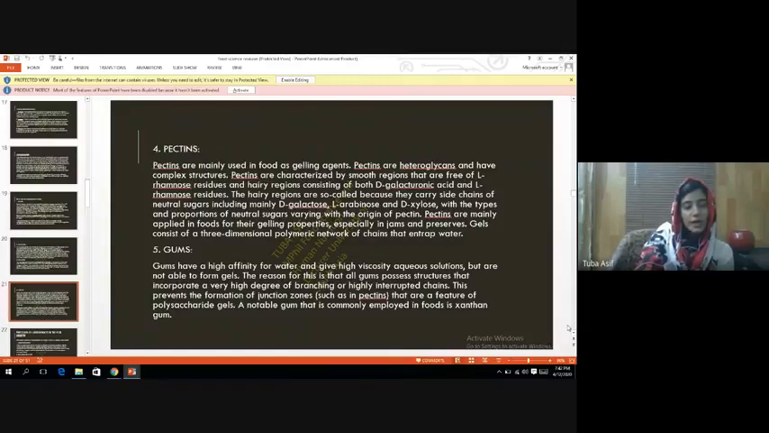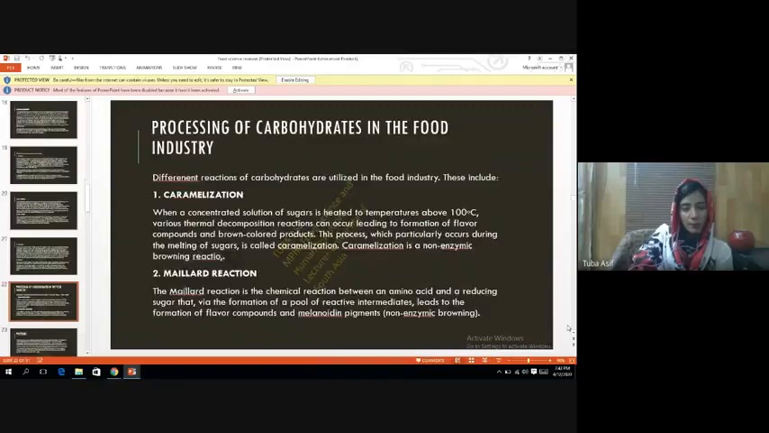Gums have a high affinity for water and form highly viscous aqueous solutions, but are not able to form gels. The reason for this is that all gums possess structures that incorporate a very high degree of branching or highly interrupted chains. This prevents the formation of junction zones that were present in the case of pectins, that are a feature of polysaccharide gels. A notable gum that is commonly employed in foods is xanthan gum.